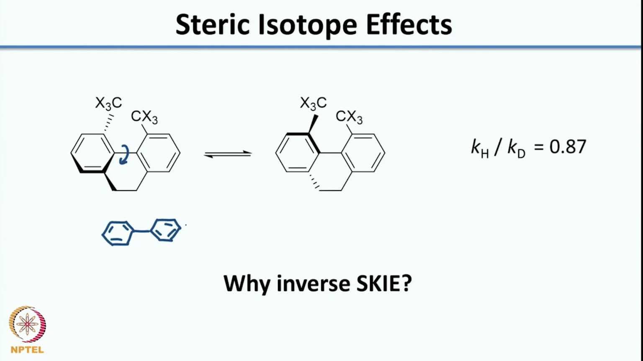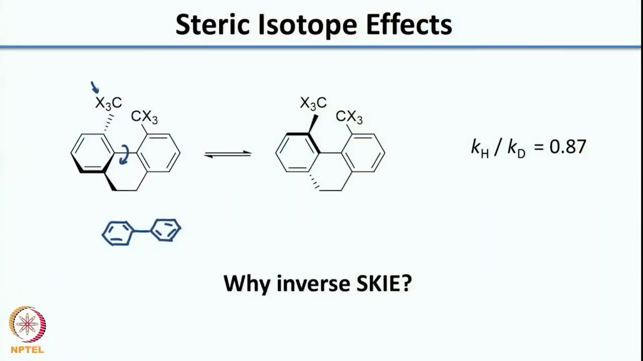Now the question to you is about the kinetics for this rotation going from A to B, Kh over Kd, where you are making substitution at this position. When you have X equal to CH3 versus X equal to CD3, you observe an inverse kinetic isotope effect and the value is 0.87. What I want you to think about is why you observe an inverse secondary kinetic isotope effect. You can use whatever principles we have learnt in today's lecture to understand why this inverse kinetic isotope effect is observed.